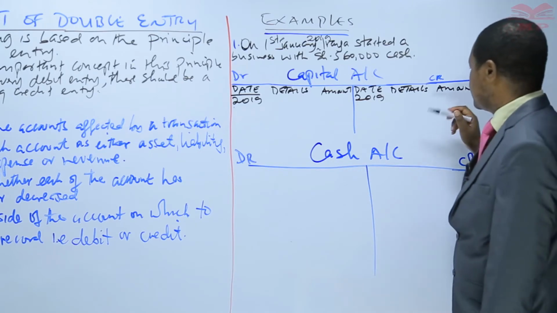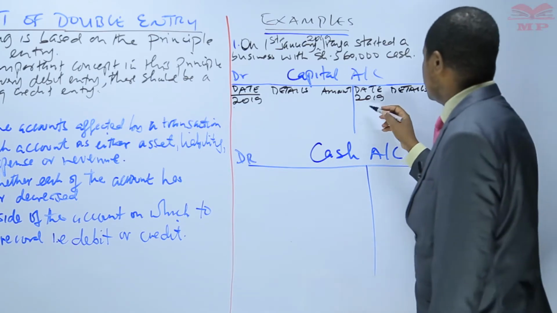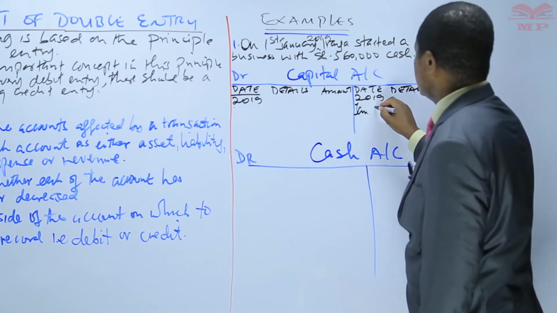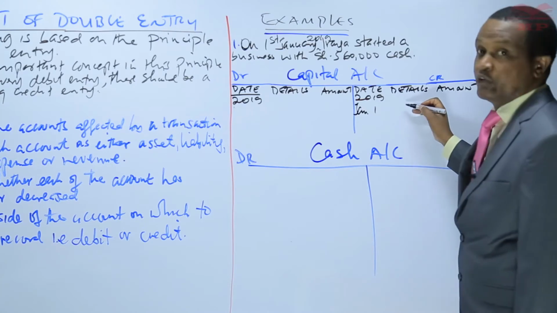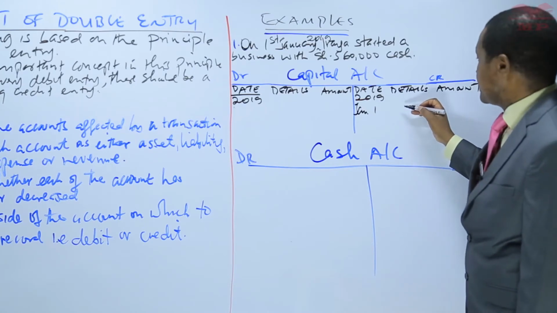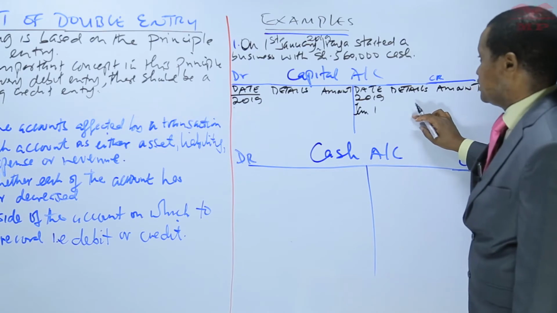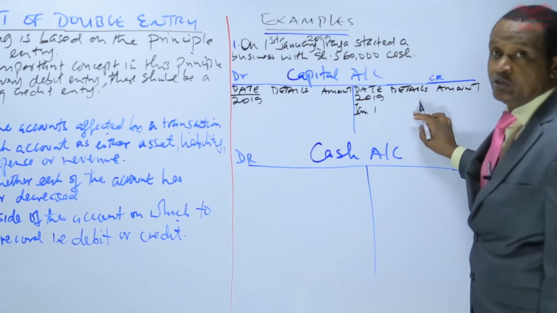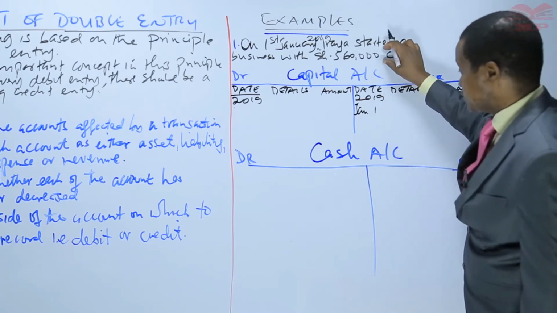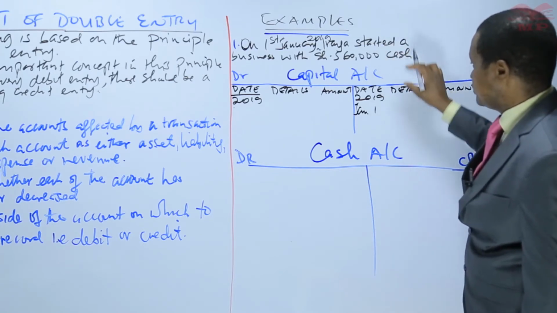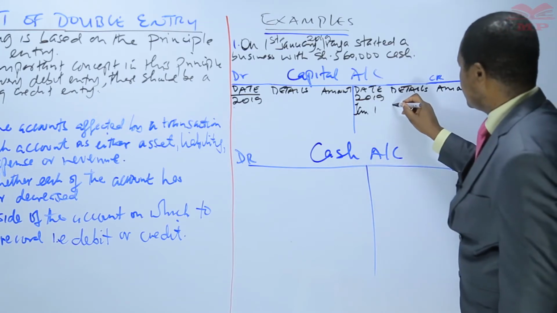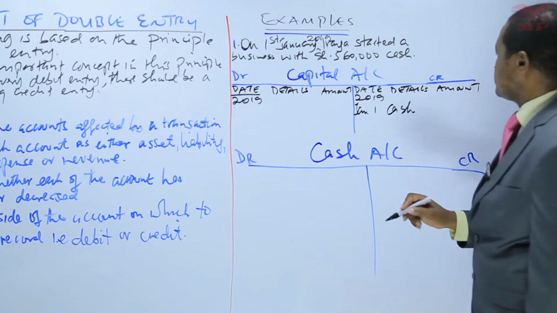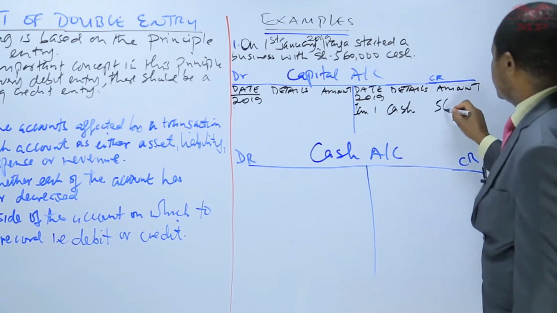So we are going to write the date. This is January 1. Then we write the corresponding account under details. Remember, we said that this details is used to record the other account affected by the same transaction. We have identified the other account affected by this transaction rather than capital is cash. So we're going to write here cash. The amount is 560,000.